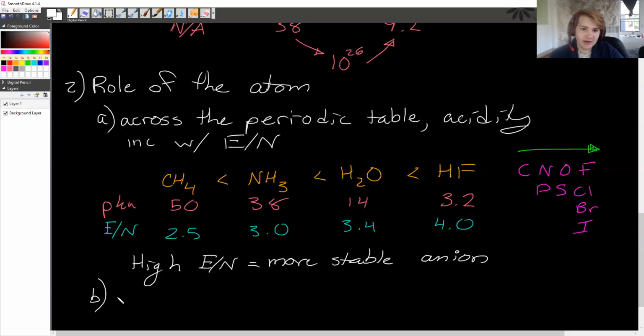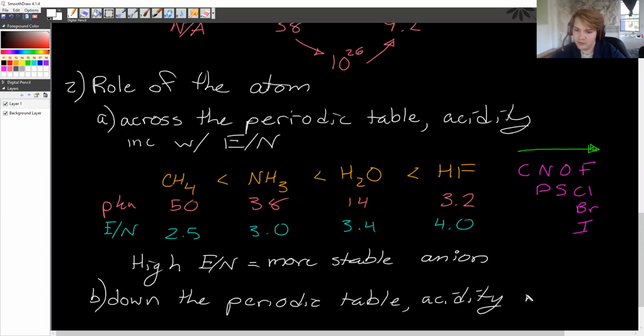Likewise, acidity, as we go down the periodic table, acidity increases with size.